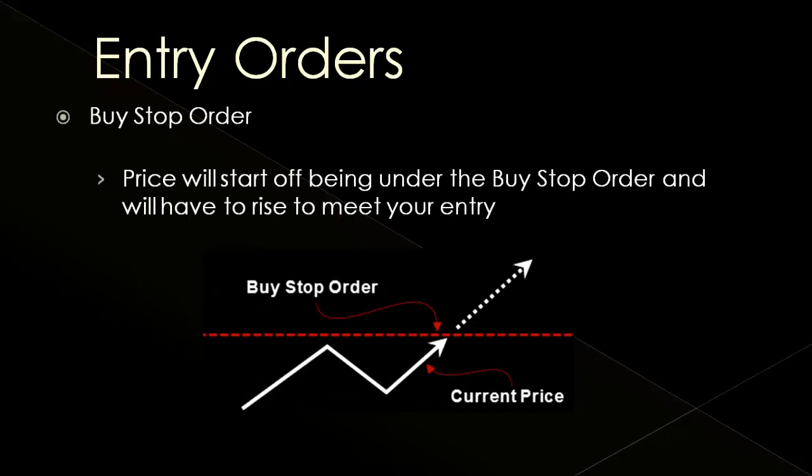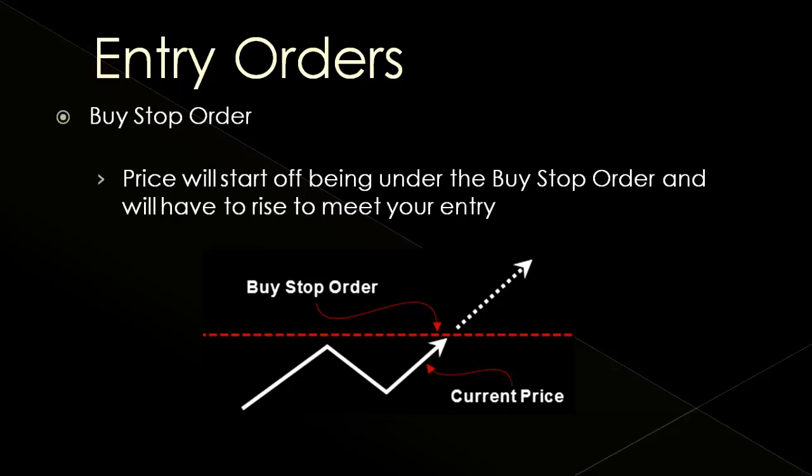For a buy stop order, price will start off being underneath the buy stop order, and it will have to rise to meet the entry level and to take you into the trade. As you can see in the image here, the solid white arrow is moving below the red horizontal dashed line. That red horizontal dashed line is our buy stop order. In order for us to be taken into the trade, price will need to rise and hit this level. As soon as price reaches the red horizontal line, we will be taken into the trade, and in order for us to make a profit, the price will need to continue moving upwards.